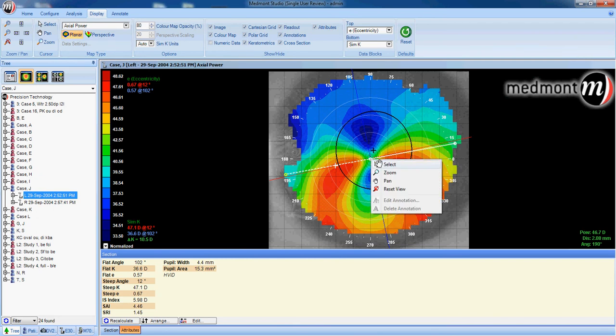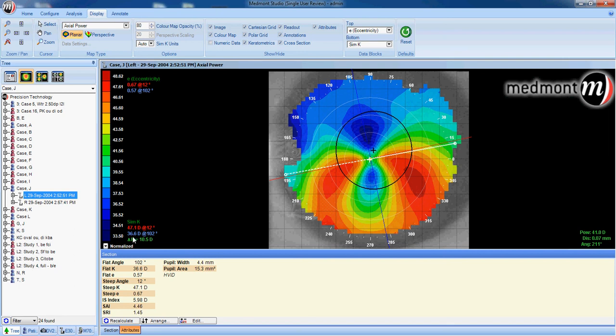and right-click, select the pointer. Under the Attributes window, we can look at disease detection indices. Before we do so, let's just look at the main part of the window. The corneal astigmatism for this patient is measured as 10.5 diopters. This is an exceptionally high corneal astigmatism.